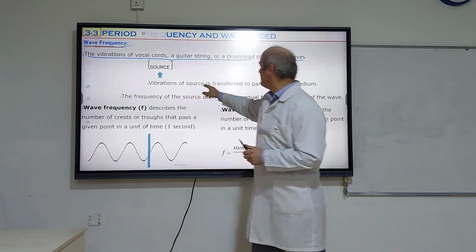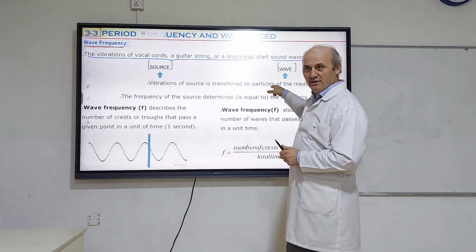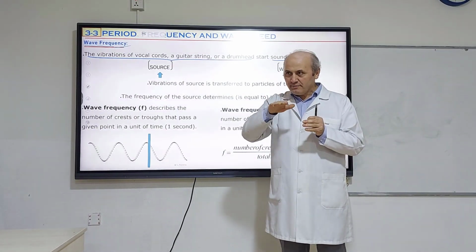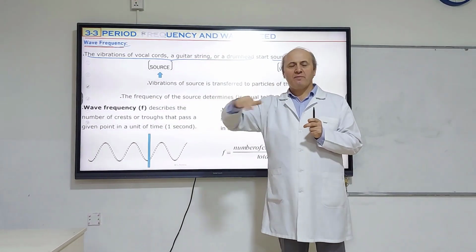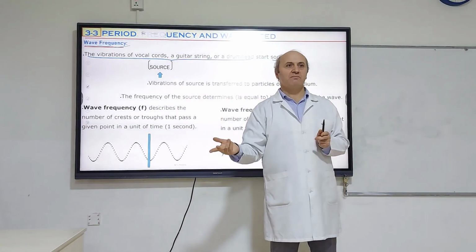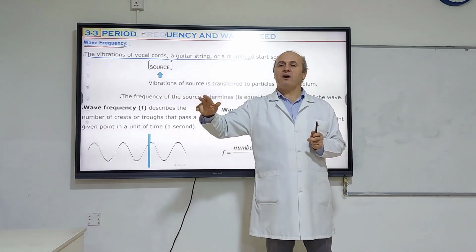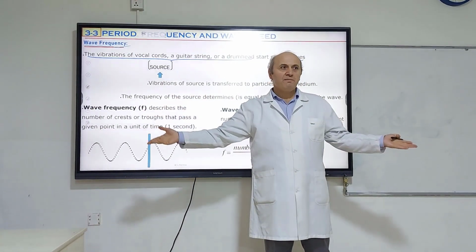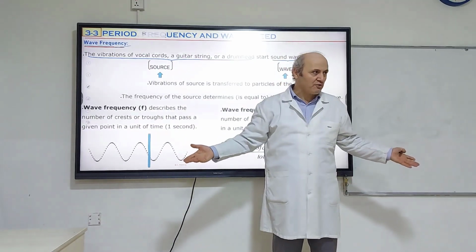In the first lesson I said that only the source frequency determines the wave frequency. The vibration of the source is transferred to particles of the medium. And how many times the source is vibrating, every particle in the medium vibrates with the same frequency. Even if they travel from one medium to another, it doesn't matter. How many times the particles of the first medium vibrate, the second medium's particles also vibrate the same number. Frequency doesn't change for a traveling wave.